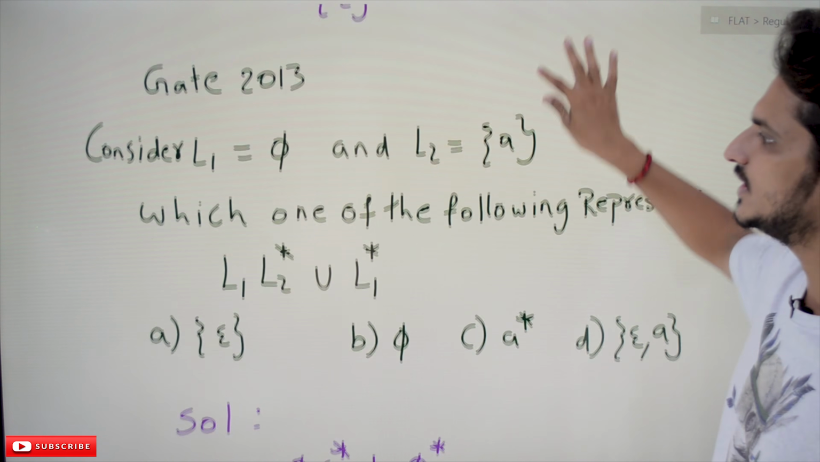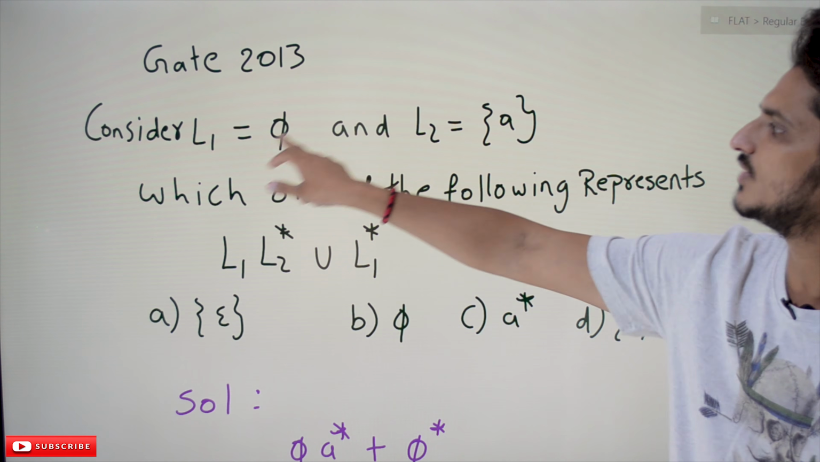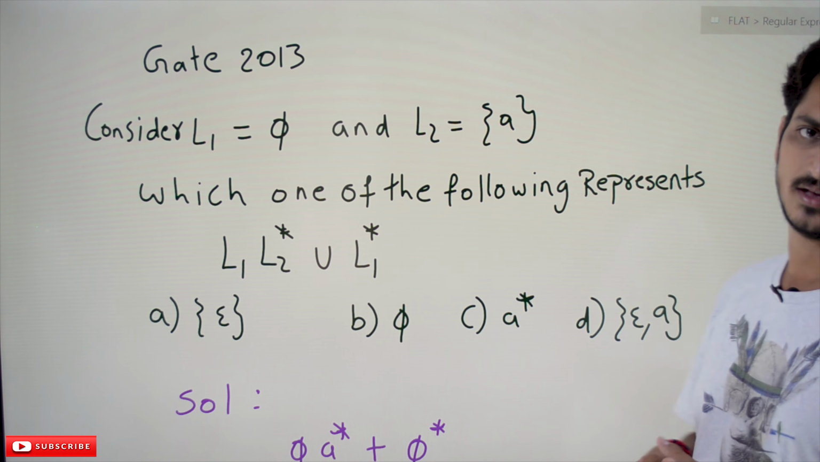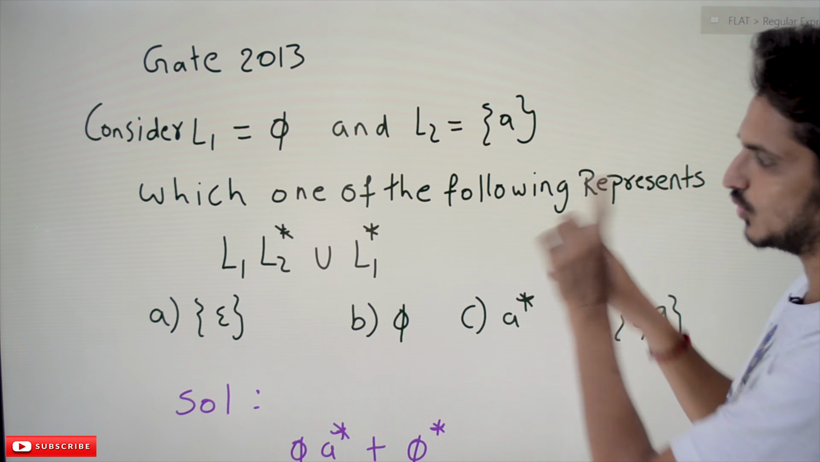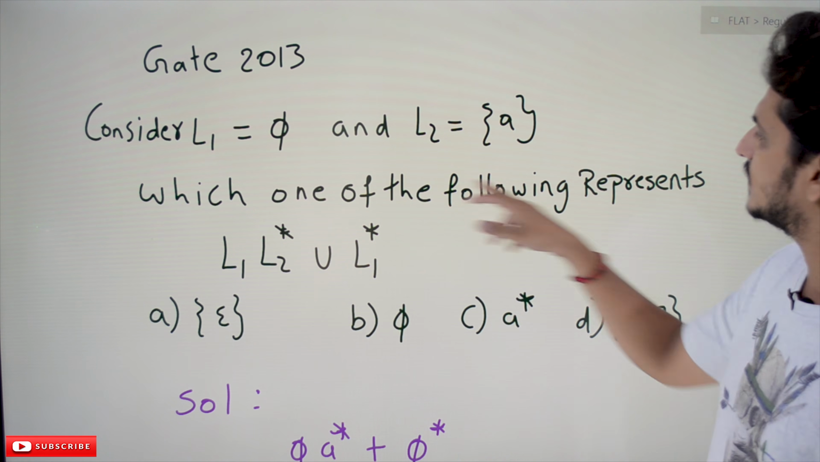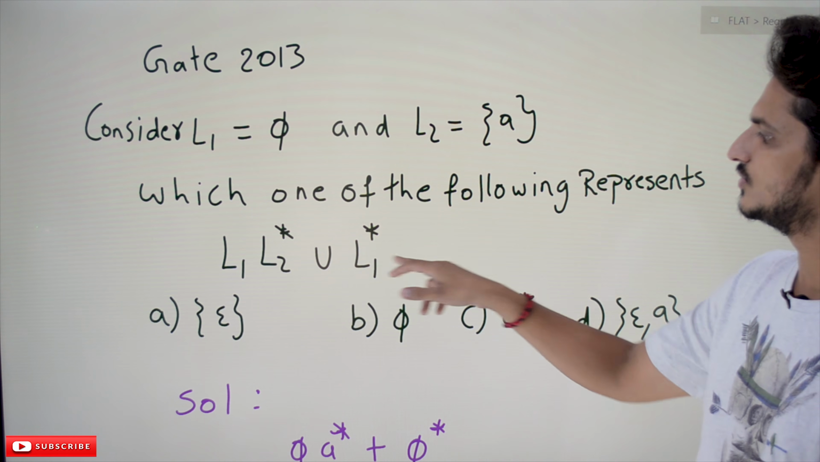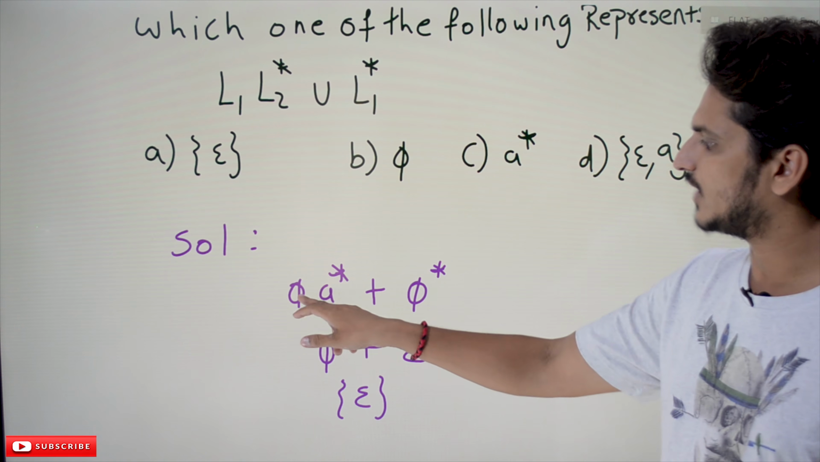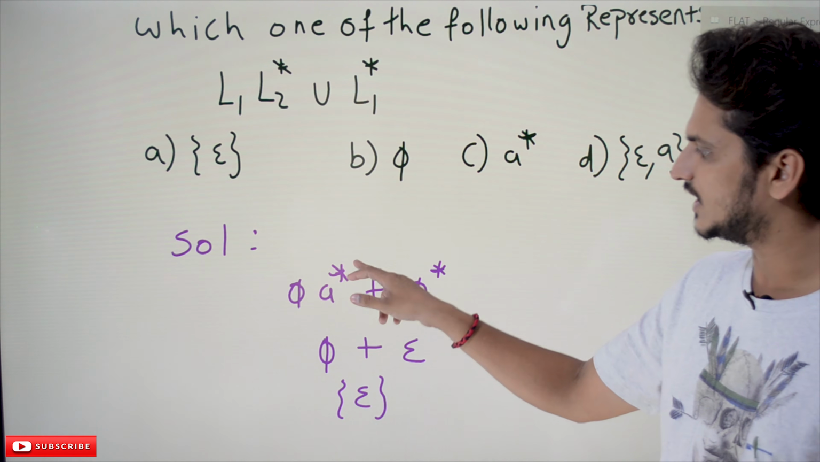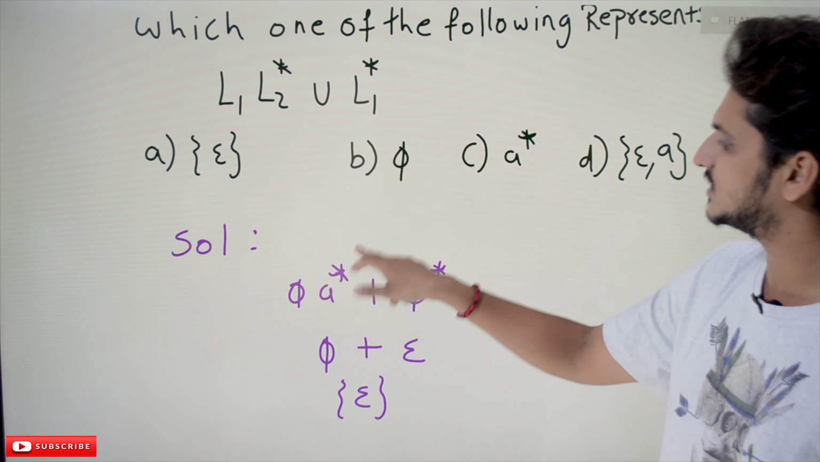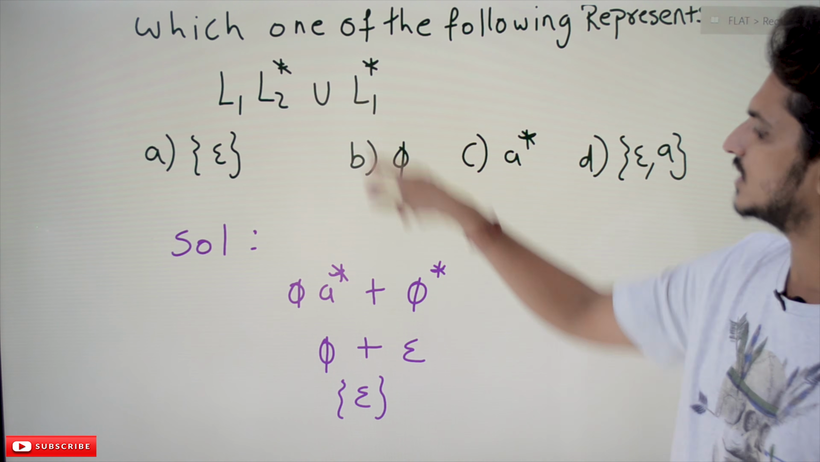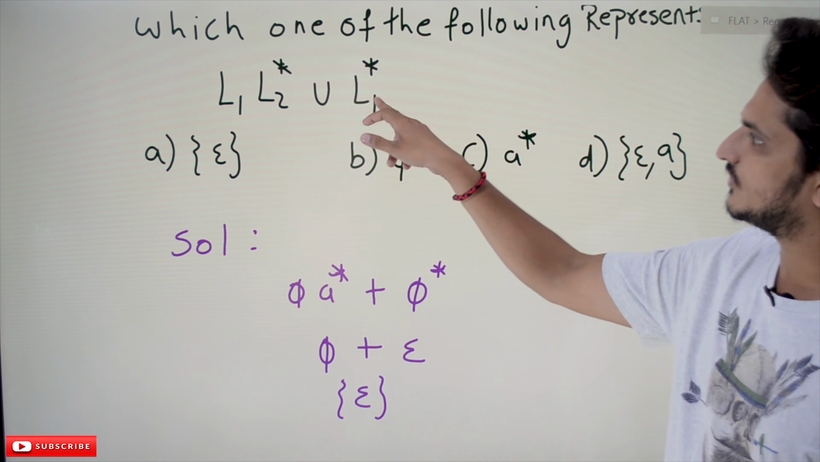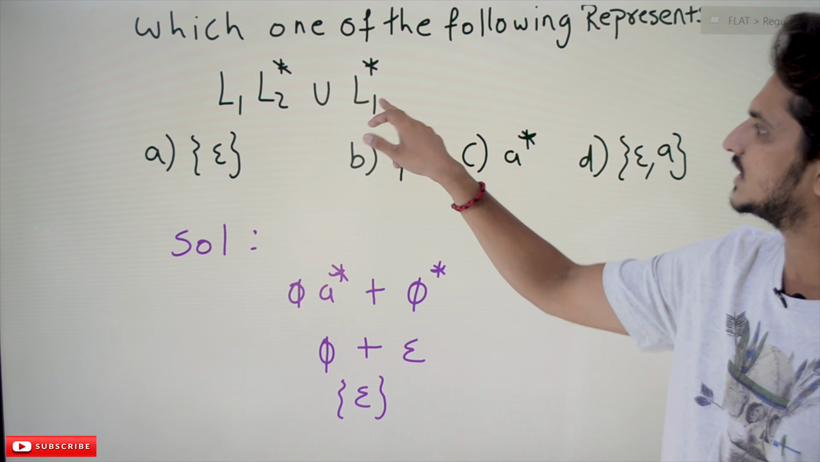Coming to the next one, GATE 2013, a given language. L1 is given as phi, and phi means the empty set. L2 is given as A. This language consists of only one string, that is A. Which one of the following represents L1 L2 star union L1 star? So the solution: L1 means phi concatenated with A star, since L2 star means A star, union, and phi star. L1 is phi, L2 is A. So that's why phi star.